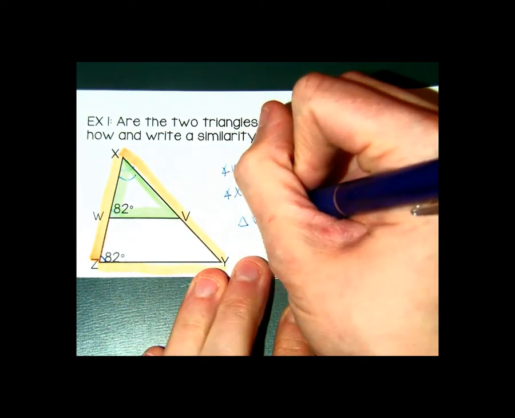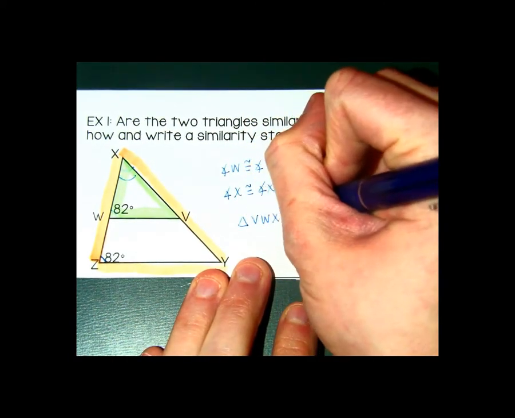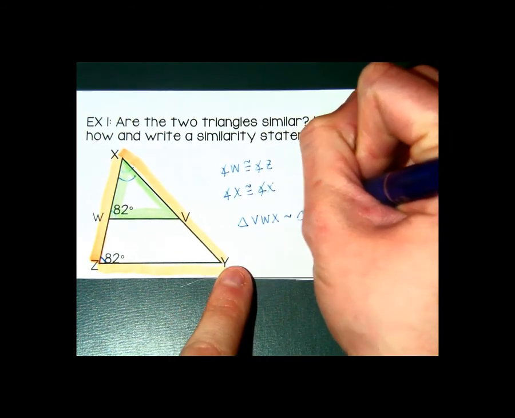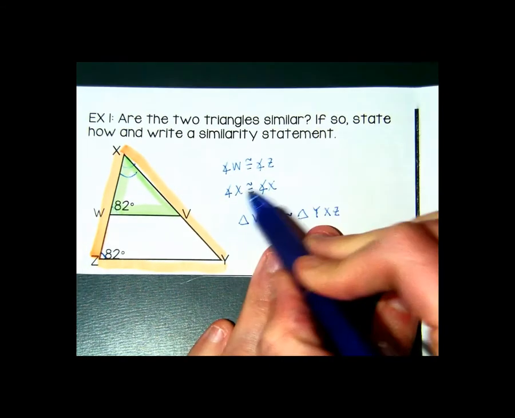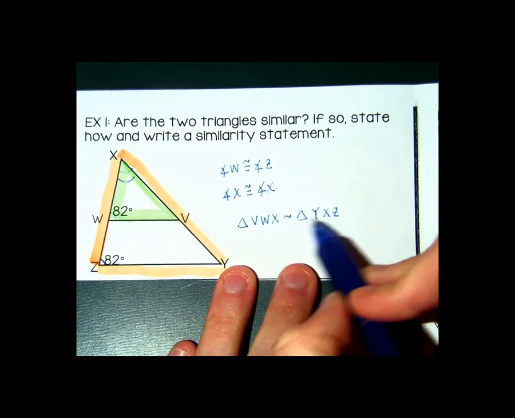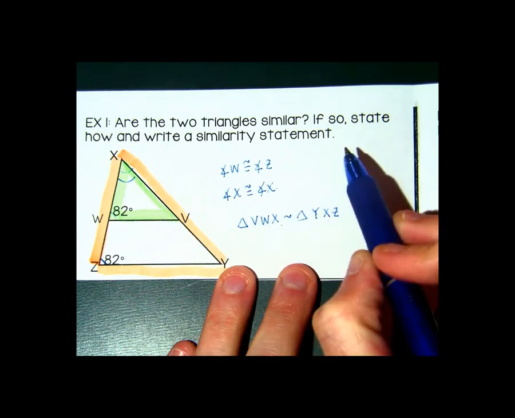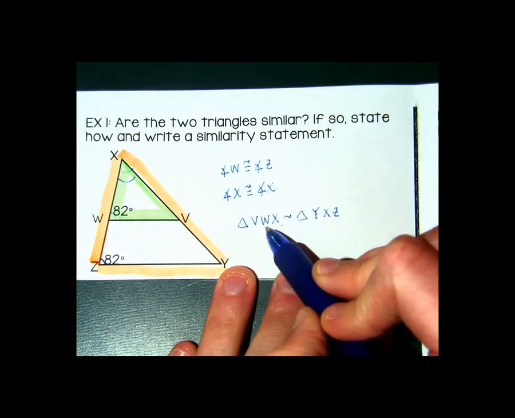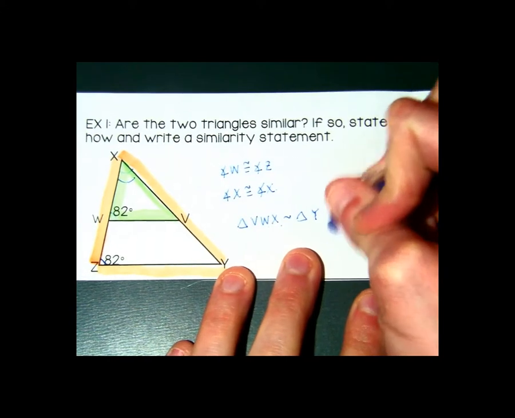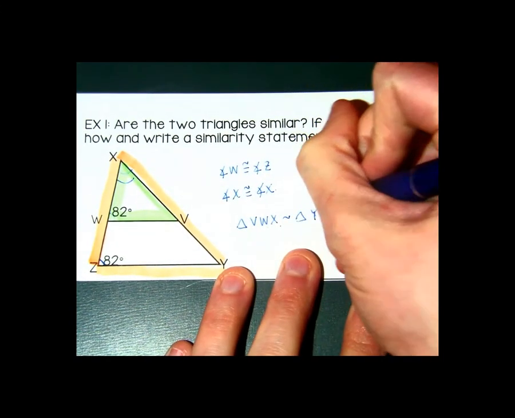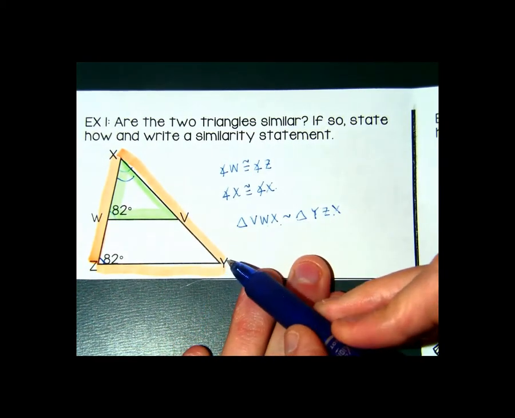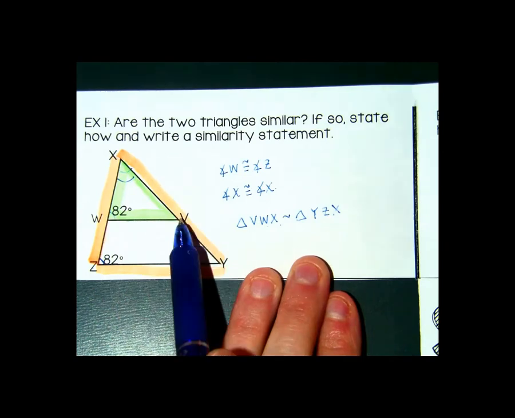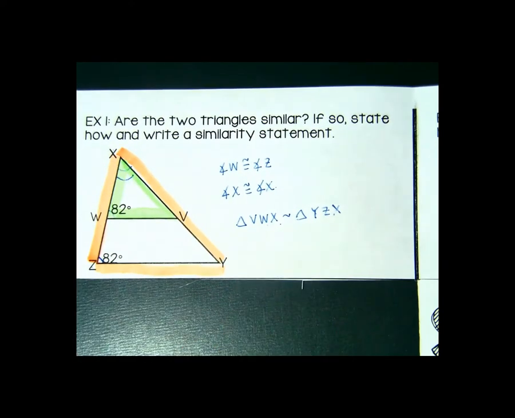So VWX is similar to YXZ. We have to make sure we did that right here. X and X should be similar. They are not. I wrote them the wrong way, so we're going to go change that. And W and Z, so we need to swap these. Z, X. So let's make sure. Y, Z, X, V, W, X. Yes, so we're good now. Okay, let's look at example 2.